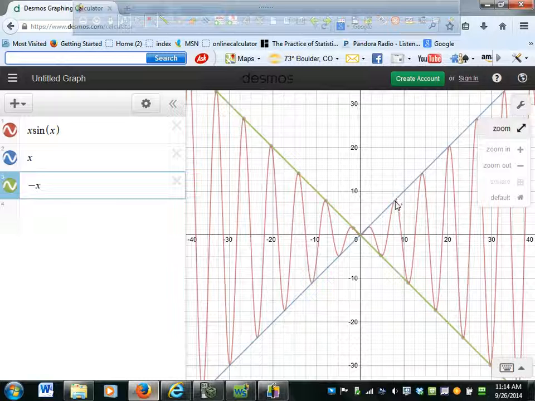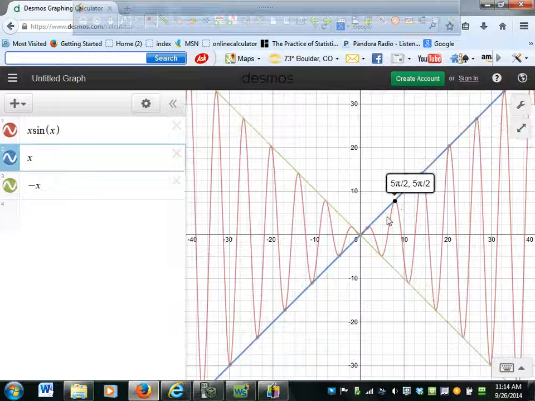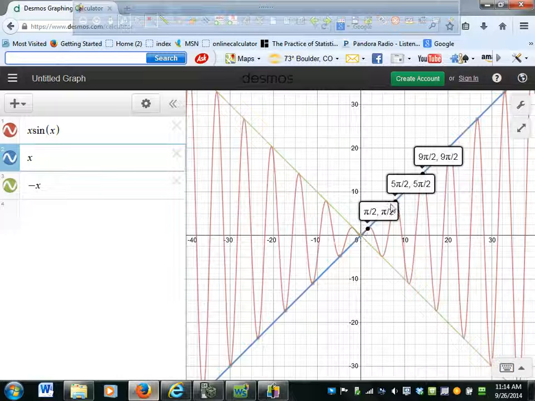And look, does the period, if I click on this point, that's 5 pi over 2. This is 3 pi over 2. This point over here is 9 pi over 2. Does the period appear to change as I move from here to here? No, the period doesn't change, right? It's just the amplitude that is controlled kind of by that y equals x, y equals negative x.